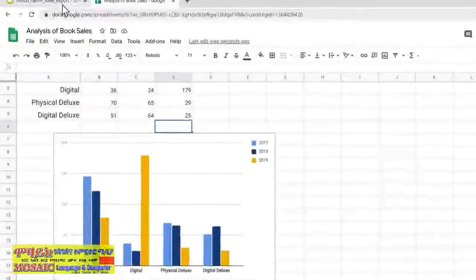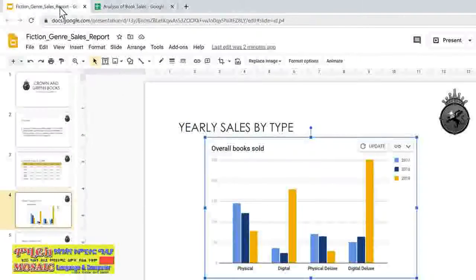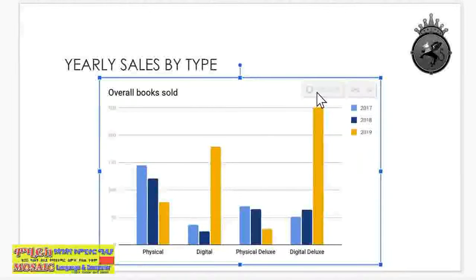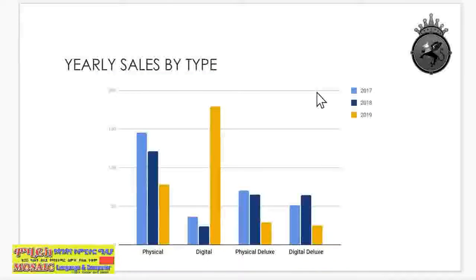Okay, let's go back to the tab with our Google Slides presentation. There should now be an Update button in the top right corner of the chart. If the Update button isn't there, try refreshing the web page. That should solve the problem. To update your chart, simply click Update. The changes that you made in Google Sheets are now reflected in your presentation. That's how you import a chart that was previously created using Google Sheets.